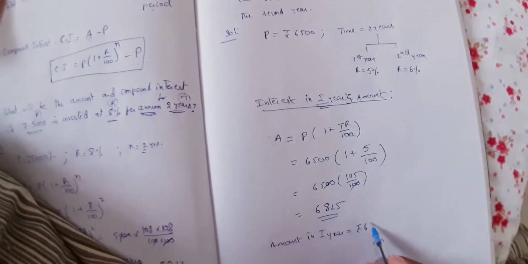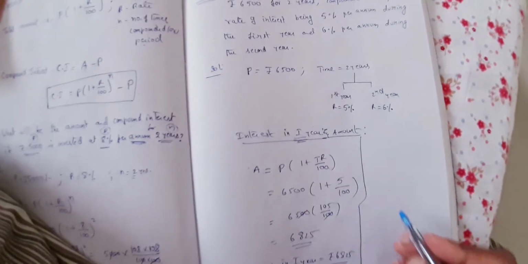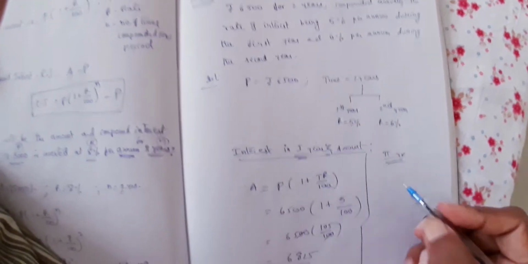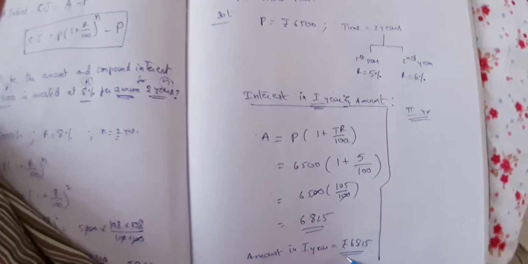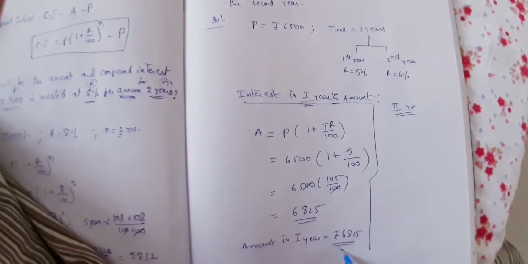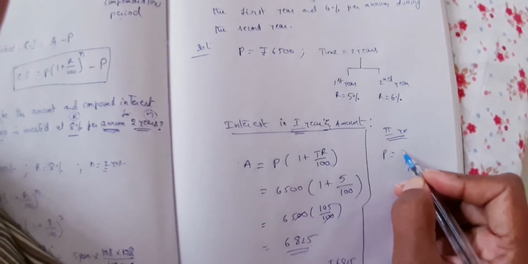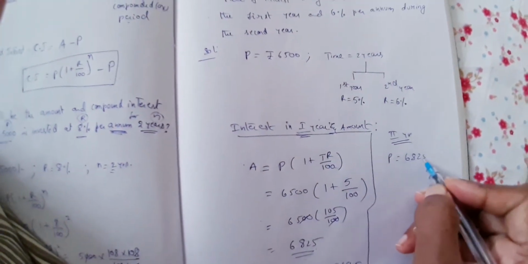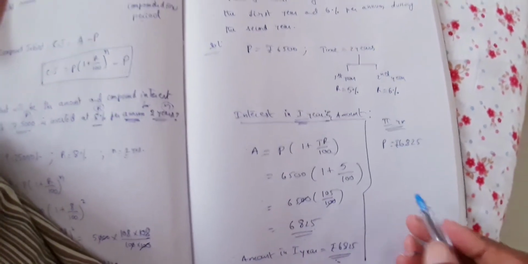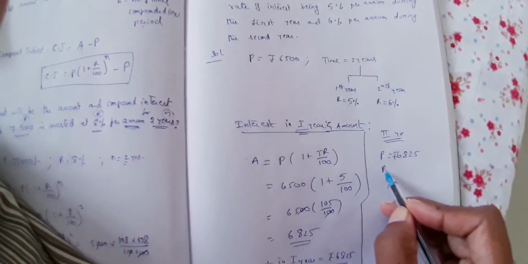So the amount in the first year is rupees 6,825. Now let us do it for the second year. What is the principal in the second year? Whatever amount has become by adding the interest also, that is the principal. That means the net amount at the end of the year is the principal for the second year. So now the principal has changed. The principal amount is 6,825. Now the amount at the end of the year, because this is also only for 1 year, and the rate here is 6%.